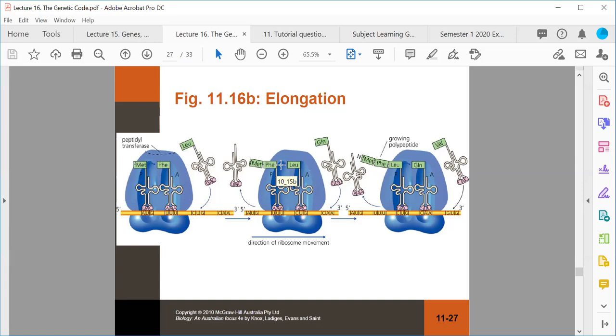Once again, a peptide bond needs to be formed in between these, and that is catalyzed by the peptidyltransferase enzyme component of the ribosome. So in other words, these two amino acids will effectively be bonded to the leucine. The ribosome moves over again, so that now this transfer RNA has 3 amino acids bonded together. This is the beginning of our new polypeptide chain, and the process continues.